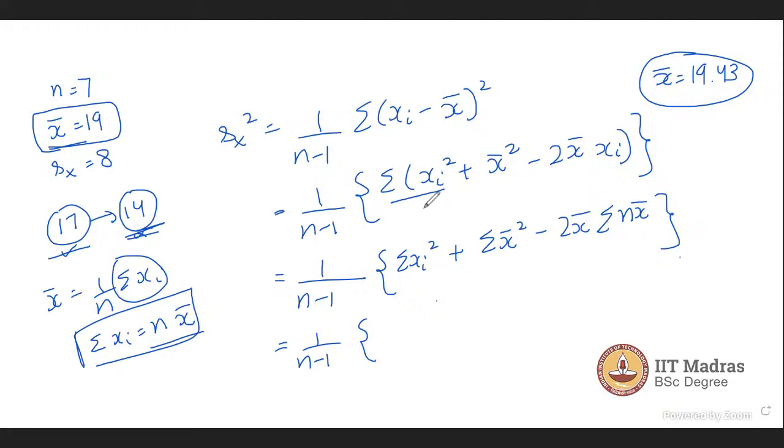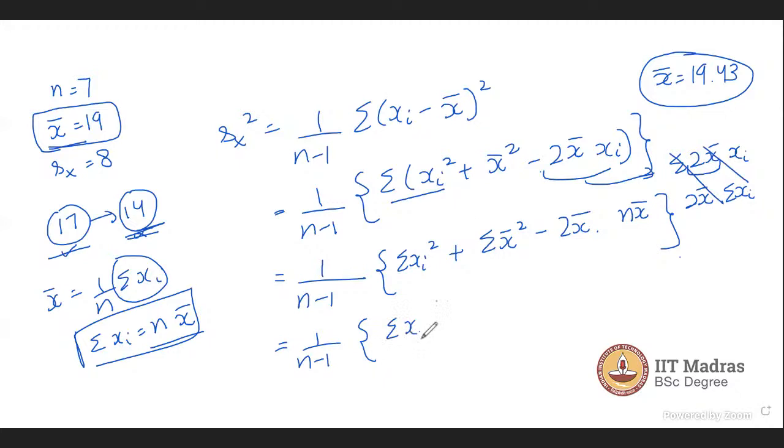No, if I'm taking individual summation, this term will be summation of twice x bar xi, right? Now this term is constant. I'm taking it outside, twice x bar summation xi. Oh, okay, yeah, you're right. So summation xi is replaced by n x bar, no? Yeah, great. Thanks for this.